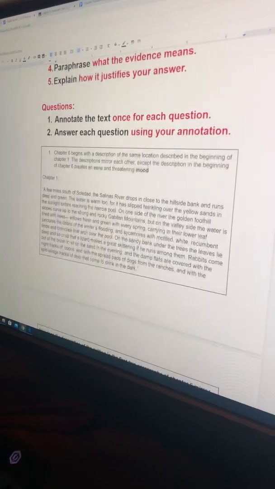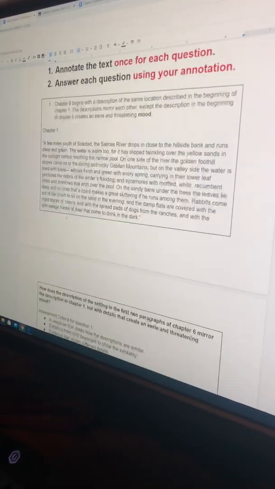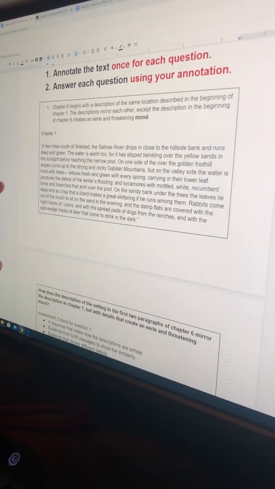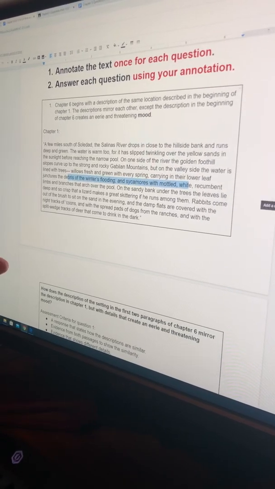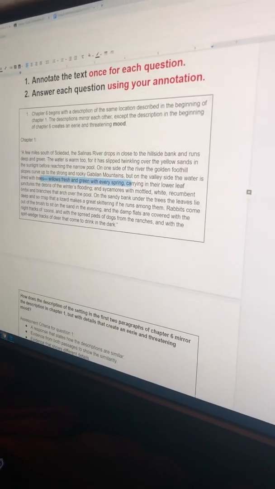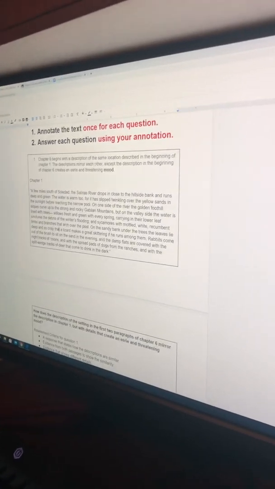You are going to need 2 annotations for question 1 because I'm having you compare something with a paragraph to chapter 1. So I do want you to annotate this, and I'm actually going to model an annotation for you right here so that you can see what I'm talking about.